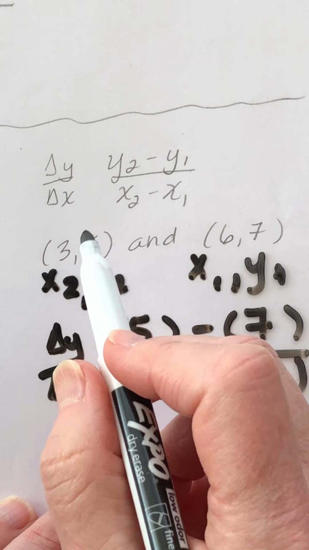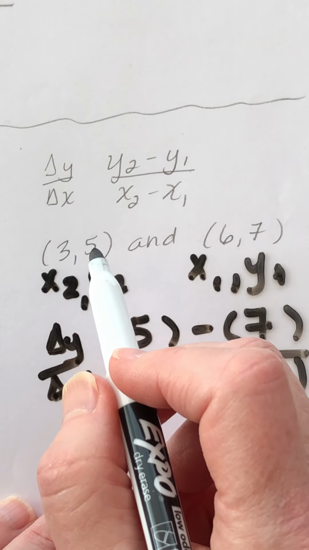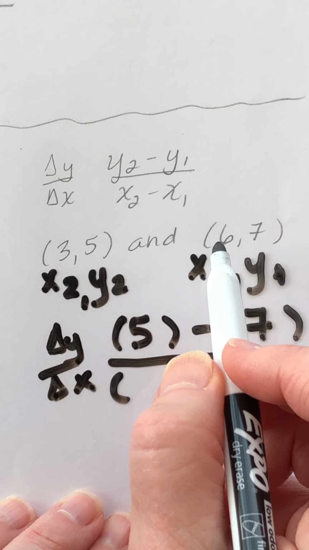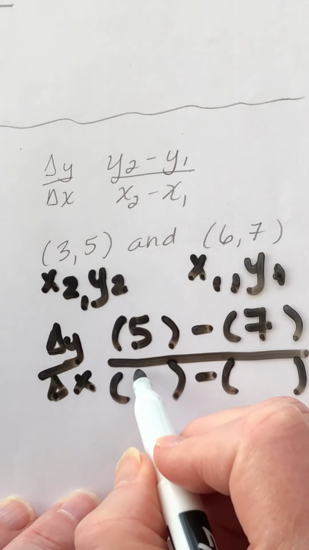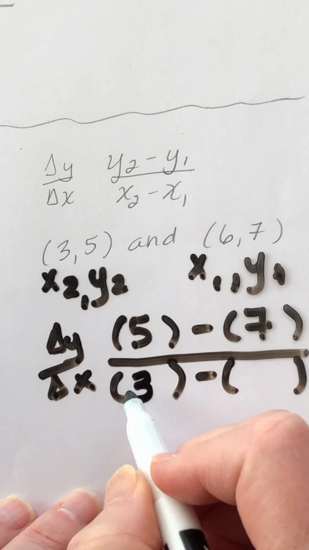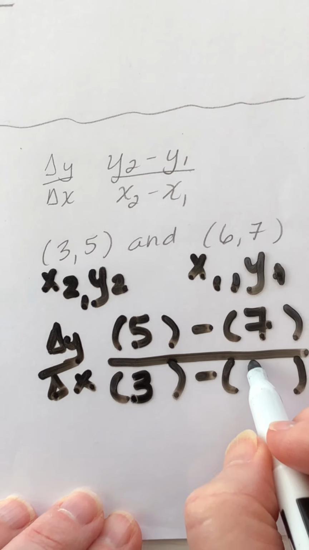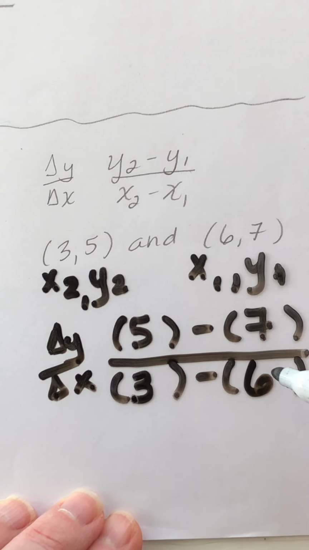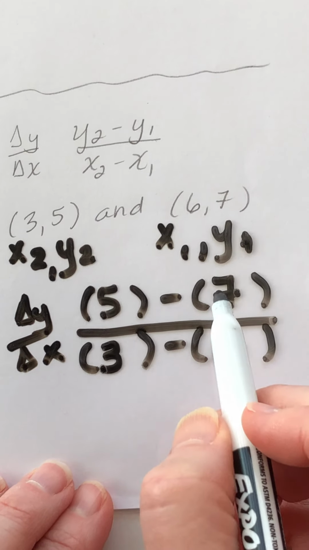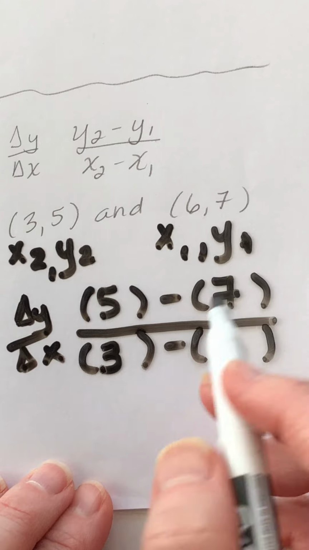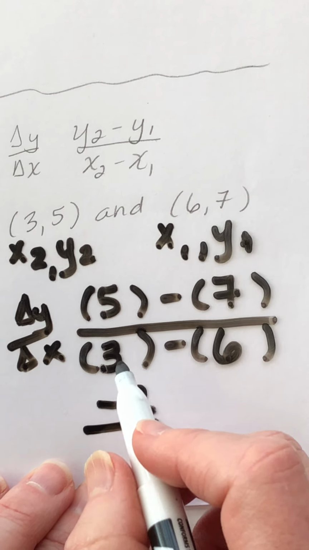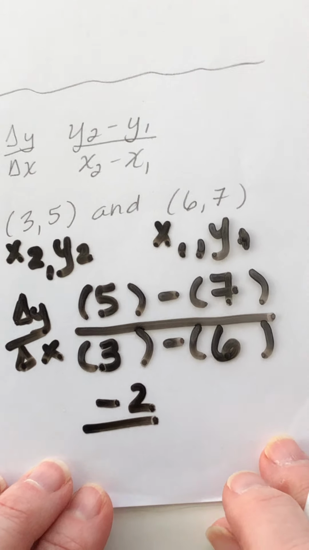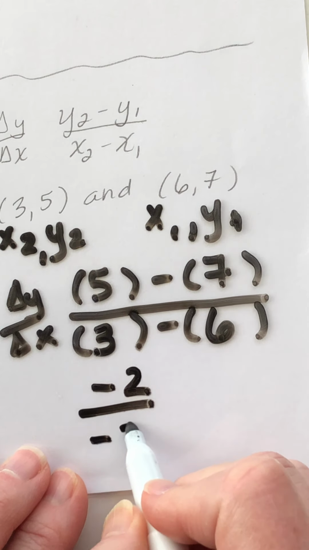So since 5 is in this point over here on the left side, I can't pull the 6. I have to pull the x value that goes with that 5, so I have to put the 3 down below it. That's my x2, and then 6 goes down below the 7. Now 5 take away 7, I'm taking away more than I have, that's going to be negative 2. 3 minus 6, I'm taking away more than I start with, that's going to be a negative 3.